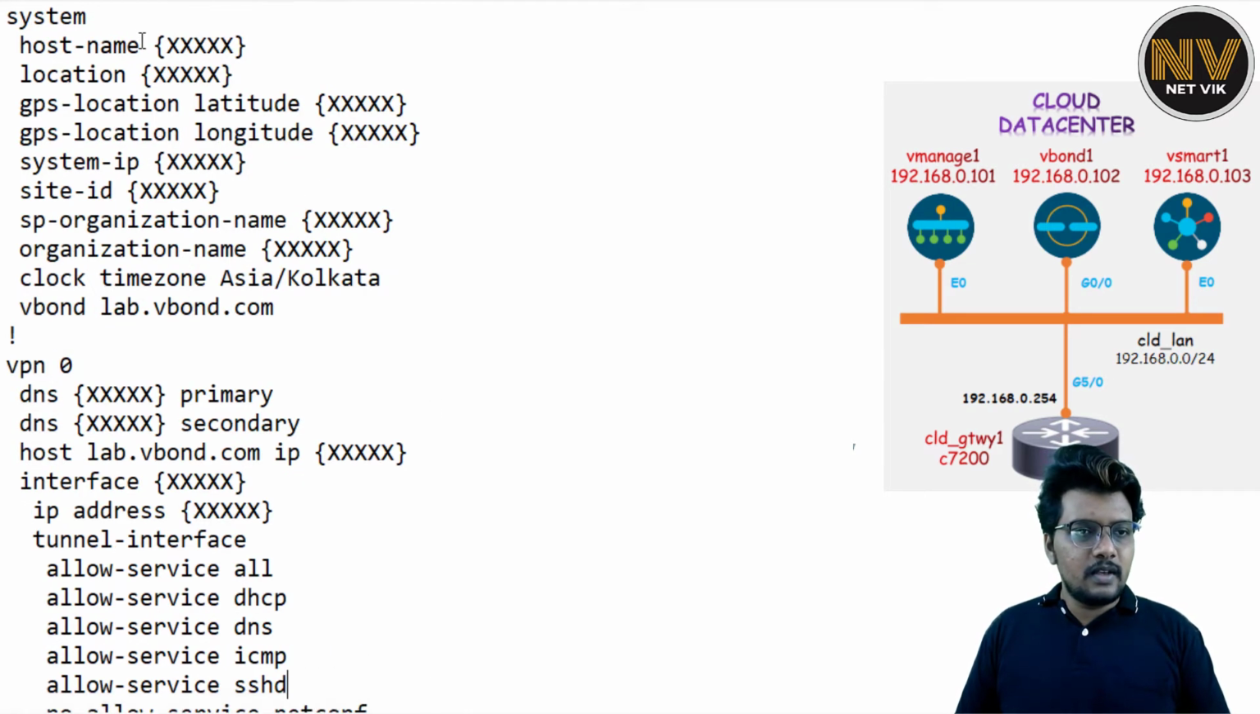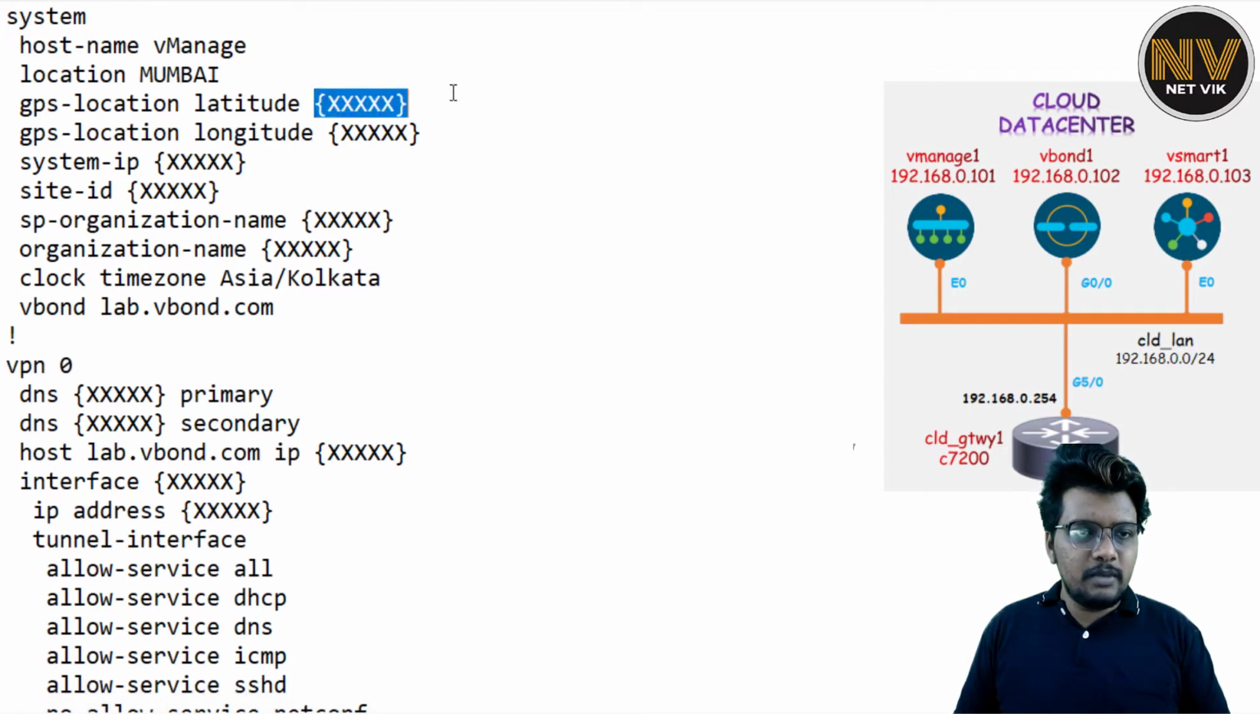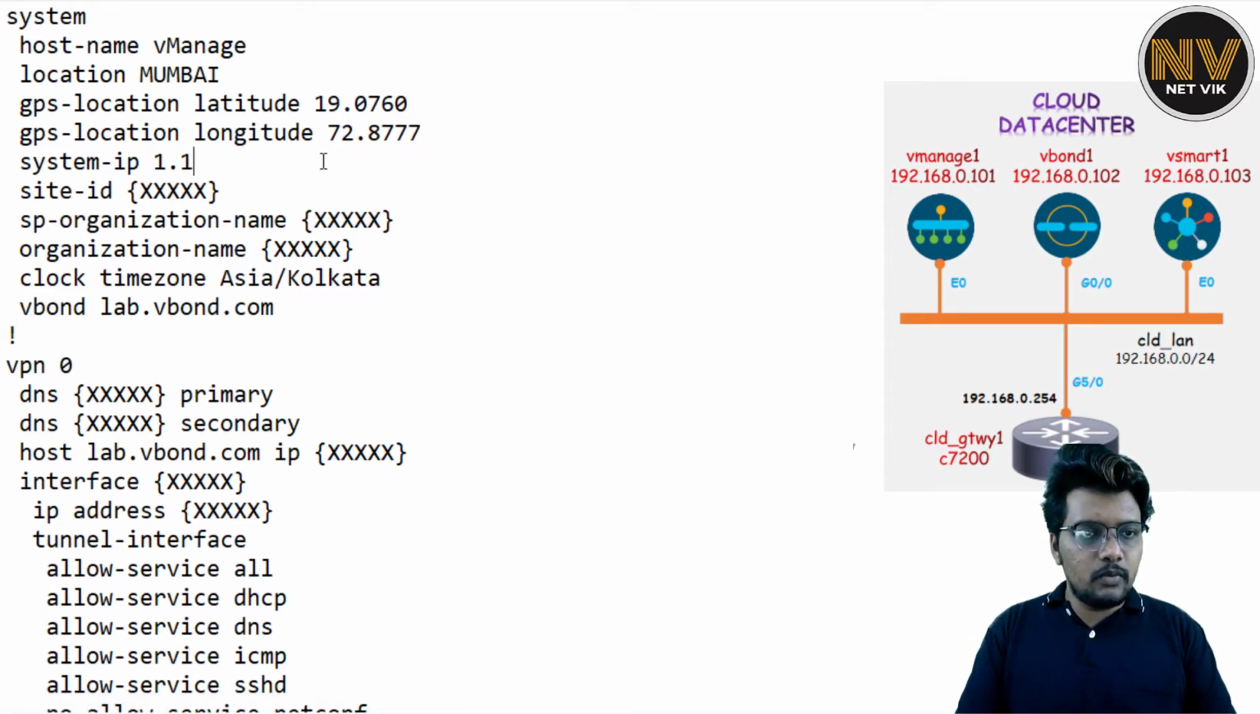So let's start here. The host name I'm going to use is simple vManage. And location, maybe we'll have it as Mumbai, right? And lat long, just to keep it accurate, let me pick up the lat long for Mumbai location. Just give me 1 minute. Here you go. I have updated the latitude longitude. You can make this more accurate in your production. System IP, I'm going to start with 1.1.1.1 for the controllers, and site ID, let's keep it 1 for the cloud data center.